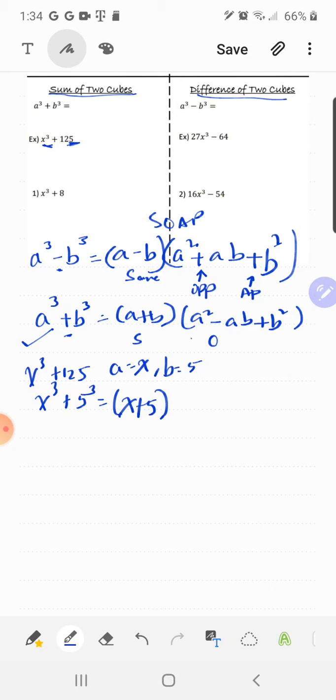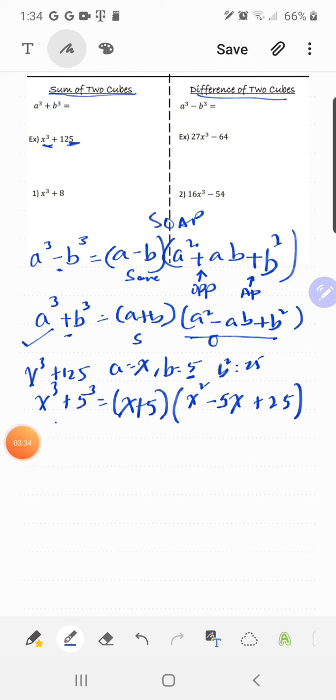You're simply substituting in this formula, right? Times a squared, which is x squared, minus ab, which is 5 times x, and b squared. b is 5, so b squared is 25. So plus 25. That's it. That's the answer.